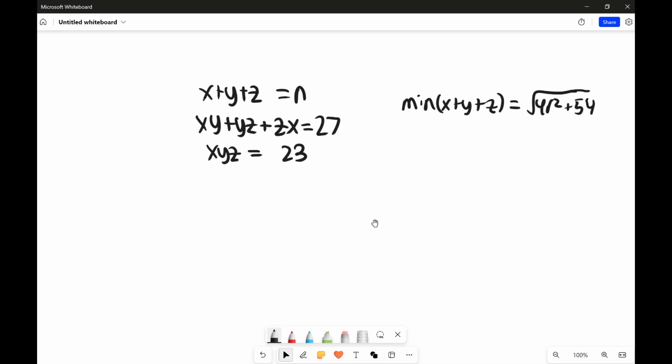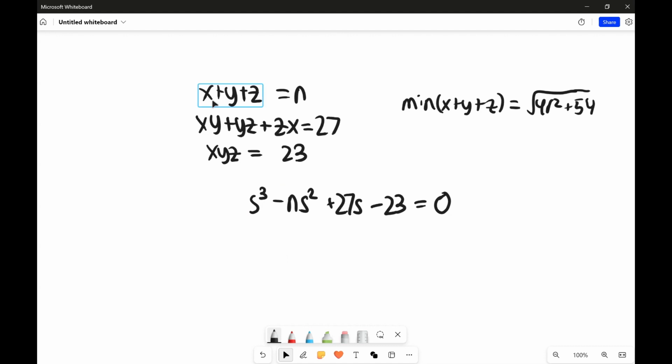And by Vieta's formulas, this means that x, y, and z are roots of the cubic s cubed minus n s squared plus 27s minus 23 equals 0. If n is too small, then this cubic only has one root because it only intersects the x-axis at most once. And if n is too large, then this cubic has 3 distinct real roots. So we want n to be just right in between. Like, it doesn't have quite 3 distinct real roots, but it doesn't have one distinct real root either. So let's make it have 2 real roots. That is, we assume that 2 of these roots are equal.